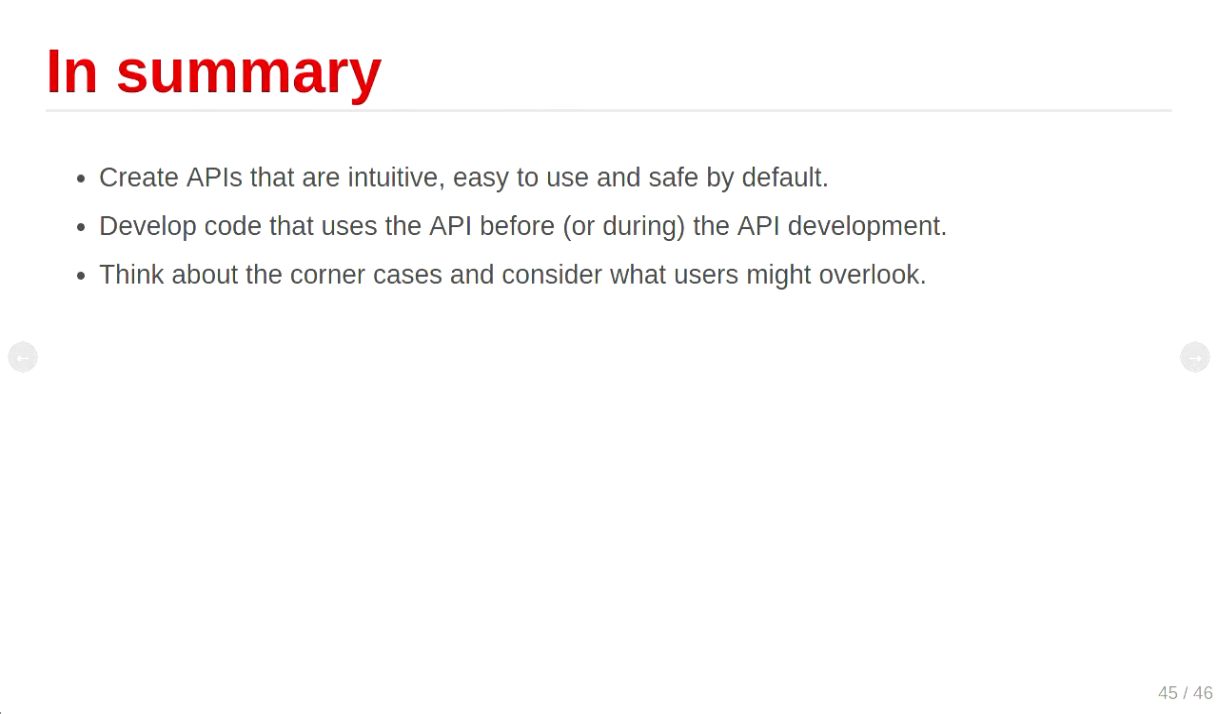So in summary, if you're going to create APIs that are part of a project, please make sure that they're intuitive, easy to use, and safe by default. Don't make your users jump through hoops in order to turn on things, in order to actually make things sane. They should be that way by default. Develop code which actually uses the API before or during the API development process. Don't go writing an API and then go, oh, look, here it is. Doesn't usually work. Well, at least it doesn't work in the best way possible. And also think about the corner cases that you have and consider what the users might overlook. What's the weird thing that someone's going to do with this?